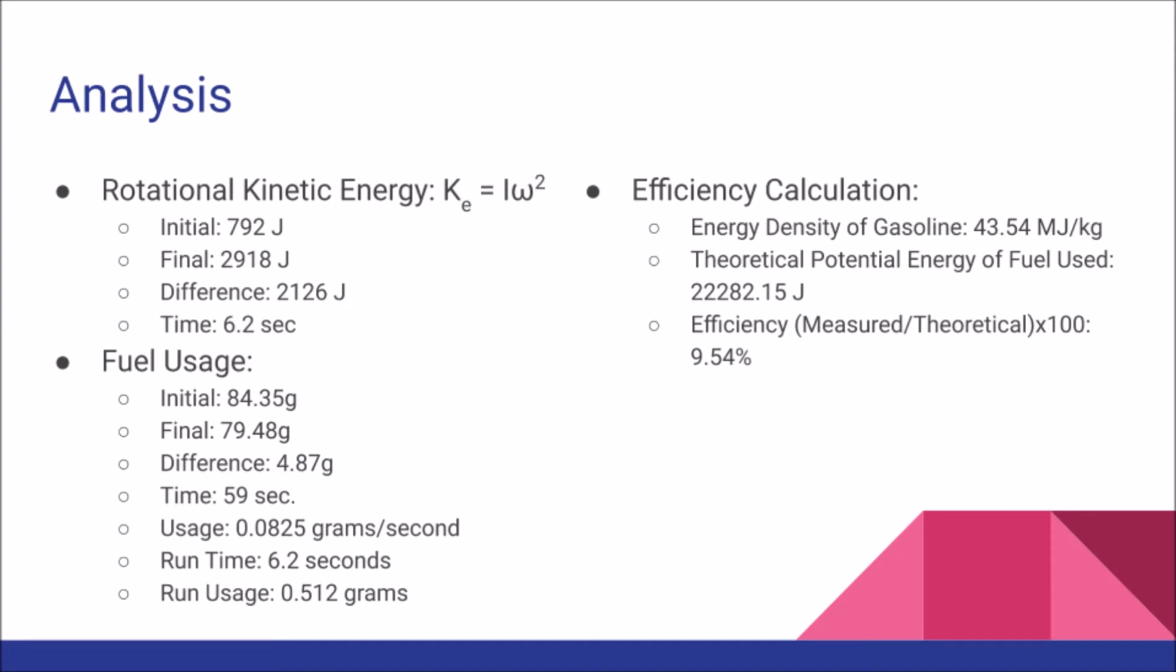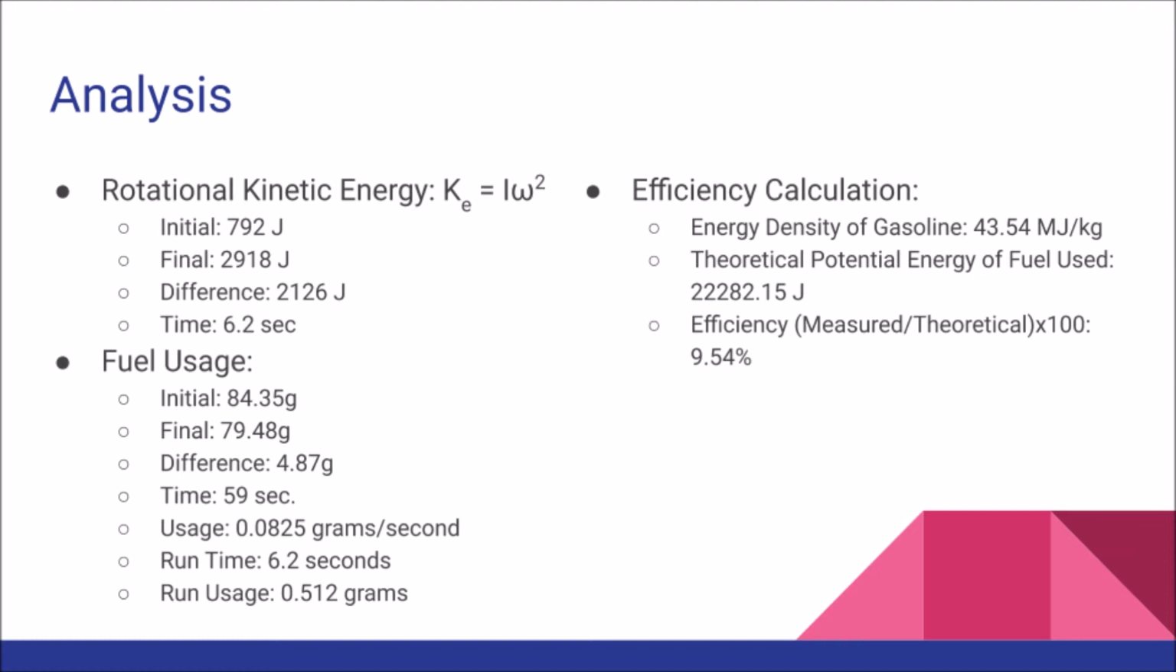To determine the efficiency of the engine, we first had to determine the change in rotational energy. This change in rotational energy is the energy output of the engine. We used the equation K equals one half I omega squared, which is the equation for rotational kinetic energy. Using the curve for angular velocity over time, we used the initial and final angular velocities to determine the initial and final rotational kinetic energies in the run. The difference of energies was found to be 2,126 joules of energy over 6.2 seconds.